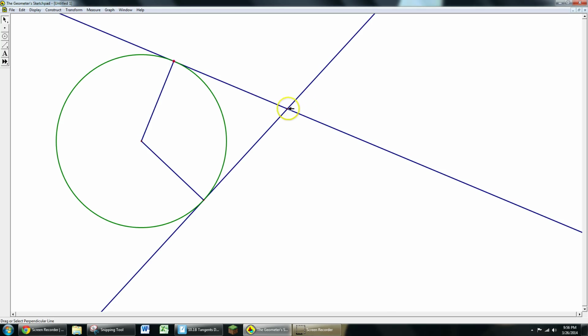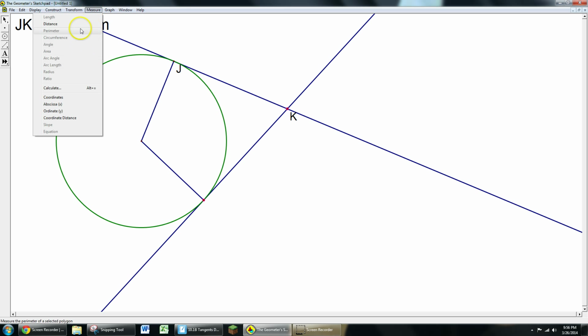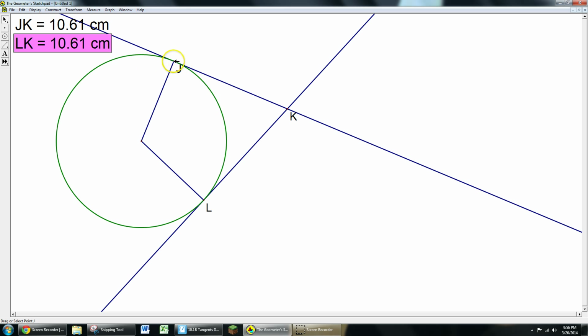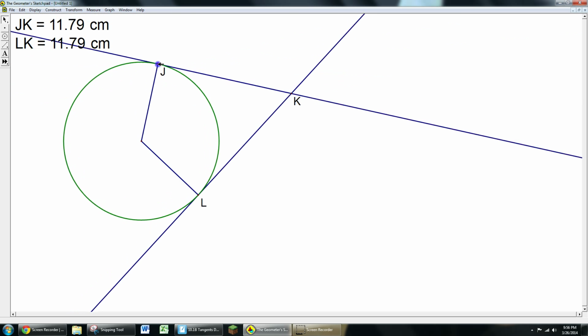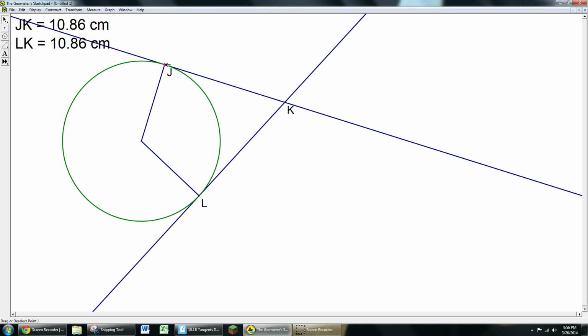So then I'm going to highlight both these points and I'm going to ask the computer to measure that for me. Guess what? If I do that on that side and do it on this side, they not only look equal, but they are equal every single time, no matter how I manipulate the drawing. And those are our two theorems today.